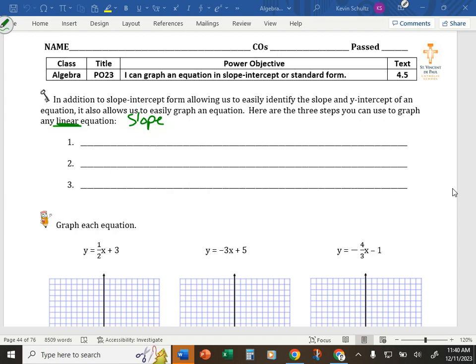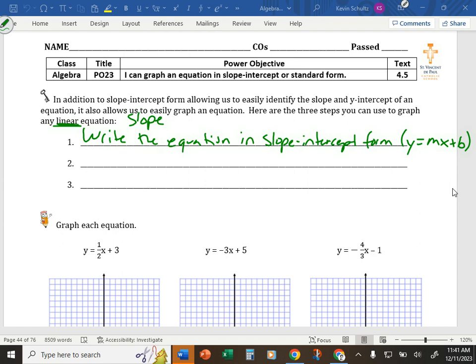The 3 steps to graph a linear equation. Number 1, you need to write the equation in slope-intercept form, which, if you recall, is y equals mx plus b. This is the graphing form of an equation, y equals mx plus b. So if it's in standard form, then it needs to be rewritten into slope-intercept form, which is why we had PO22 to convert back and forth. PO22 leads directly into PO23.